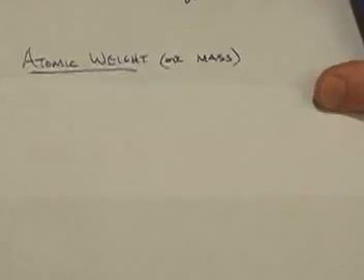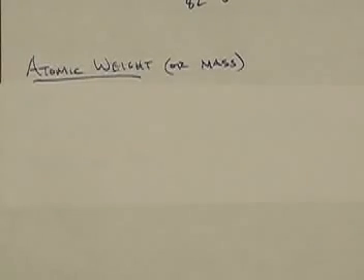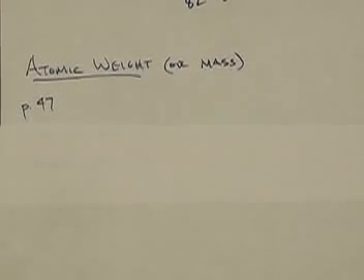Next, we're going to talk about atomic weight or atomic mass. And if you'd like to, you can open your textbook to page 47 and follow along with me. Today we can determine the masses of individual atoms with a high degree of accuracy. For example, we know that a hydrogen atom has a mass of 1.6735 times 10 to the negative 24th grams.